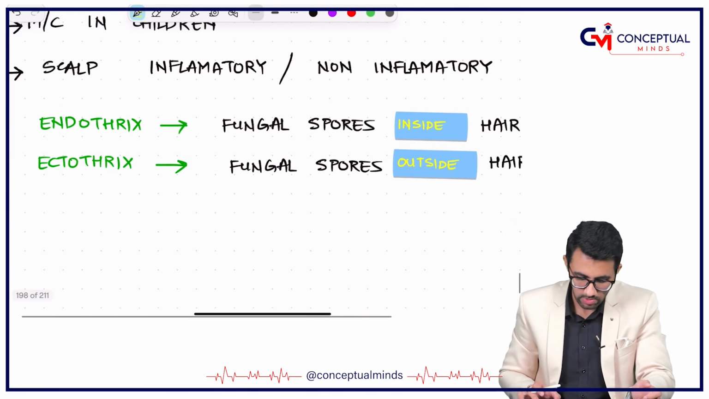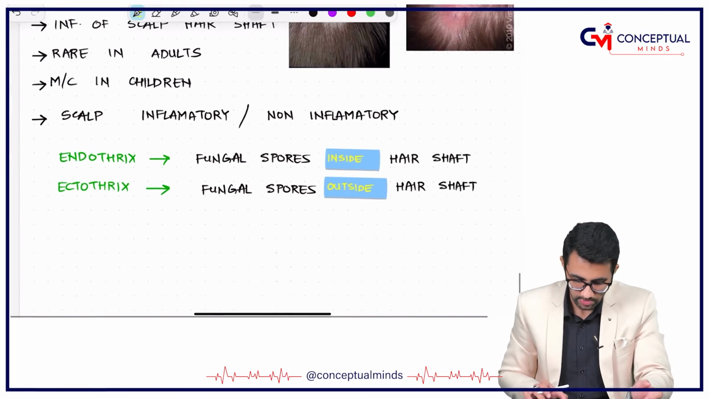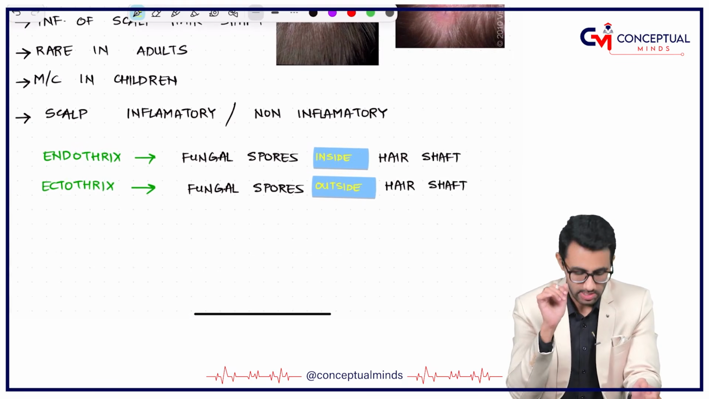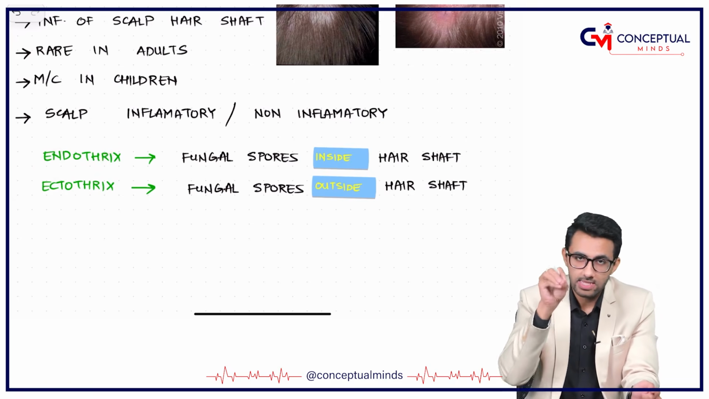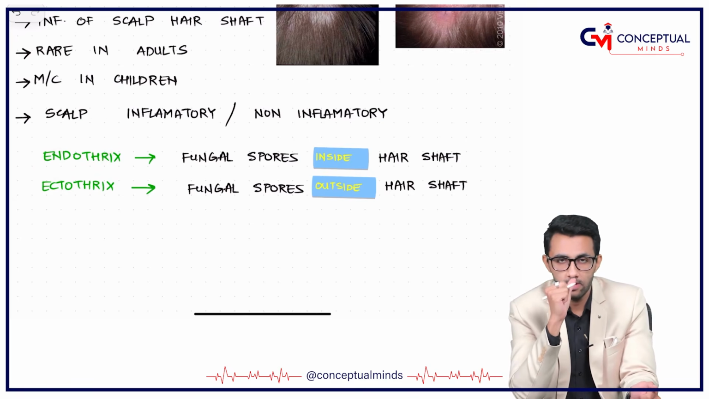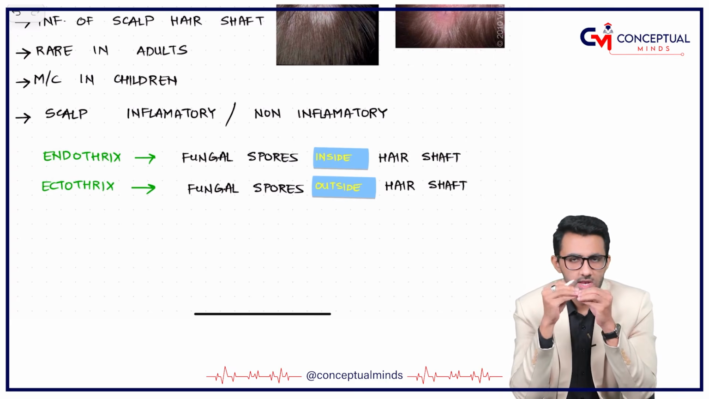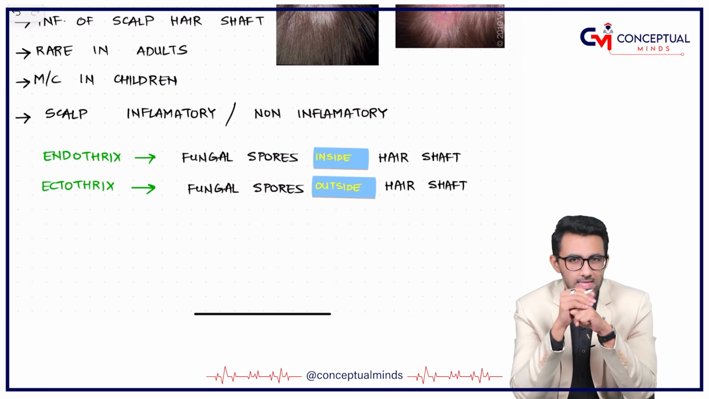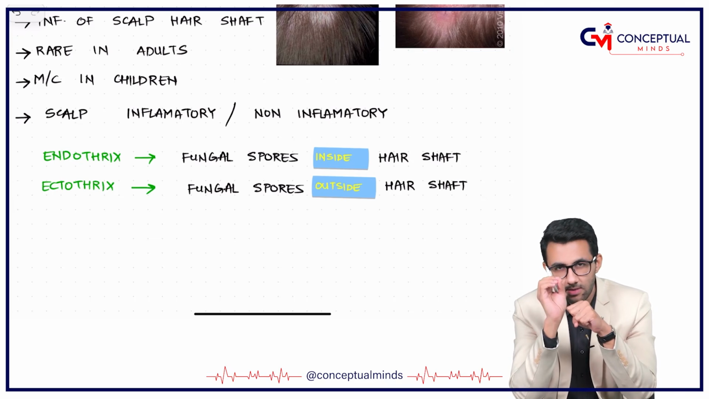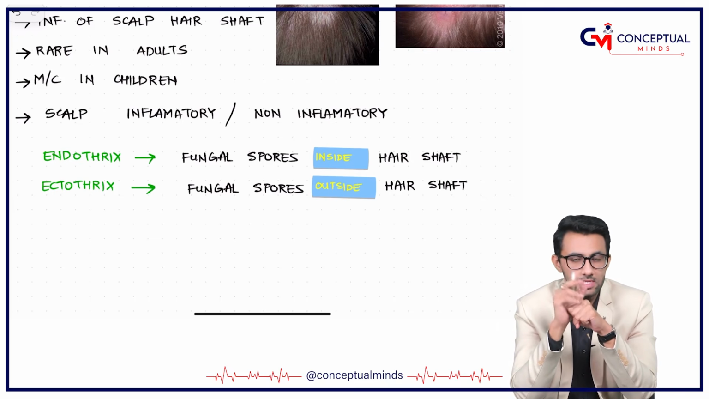Okay, so one question to you, because we have already done this topic. In endothrix, yes, the spores are inside the hair. So if there are too many fungal spores in the shaft of the hair, what's going to happen? The hair is going to break right at the shaft, yes, and you will see the black dot sign. Yes, this is what we read.